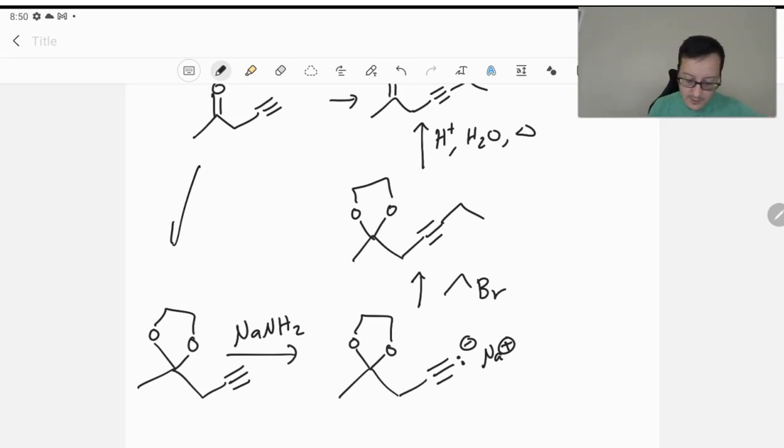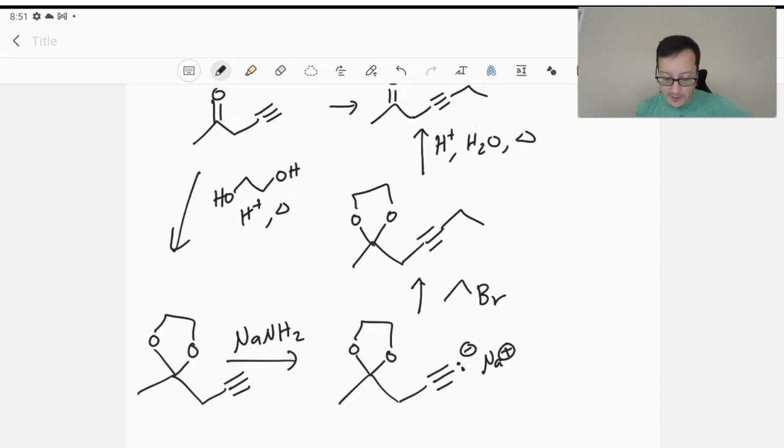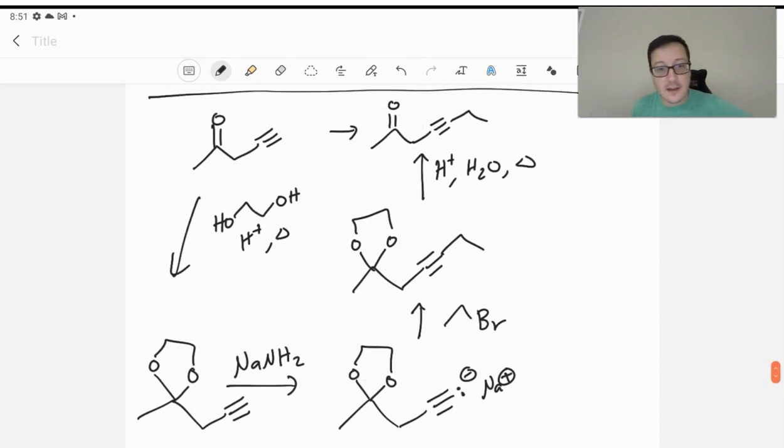And then if we want to put that protecting group on, we just need our alcohol, H+, and heat. You can do this with excess ethylene glycol. That'll just make sure that it goes all the way to completion, since there's no other competing things. So if you need to protect a ketone or aldehyde, protecting groups like the acetal or ketal are very useful. So hopefully that shows how we can use a protecting group in synthesis.